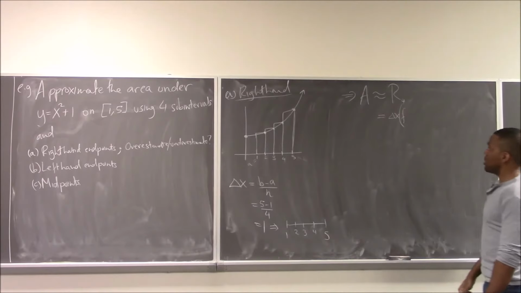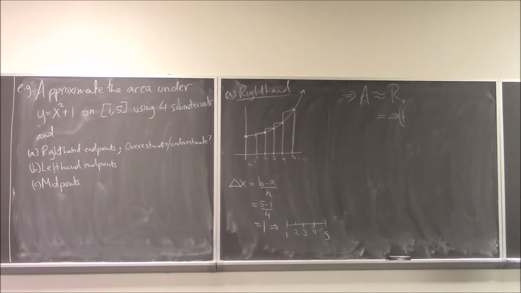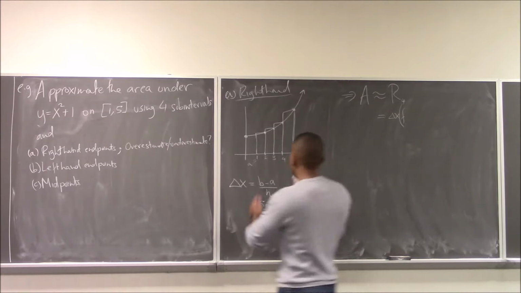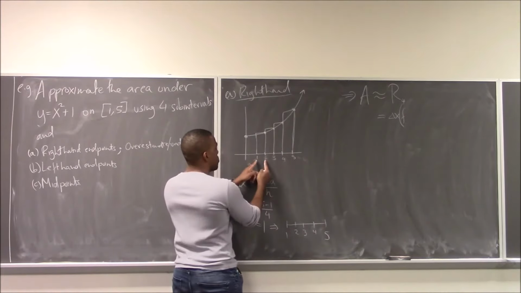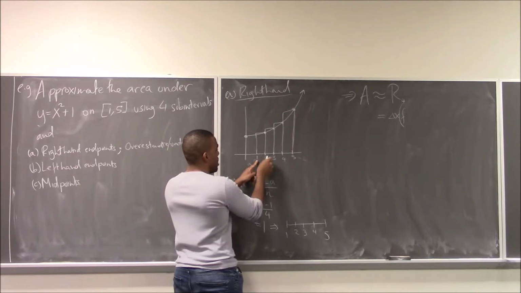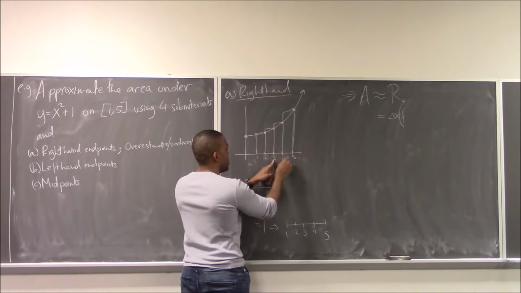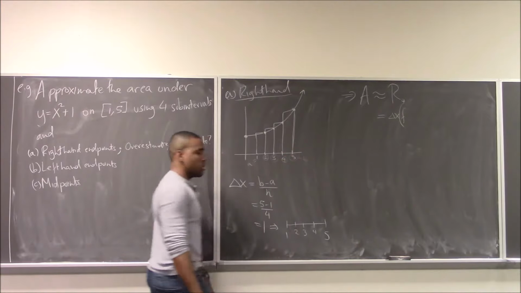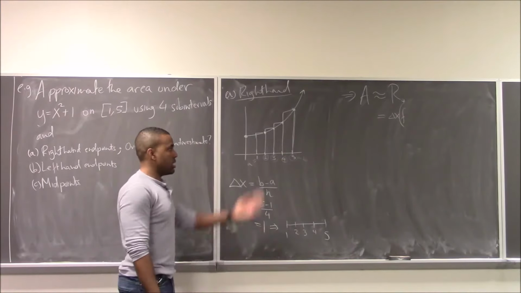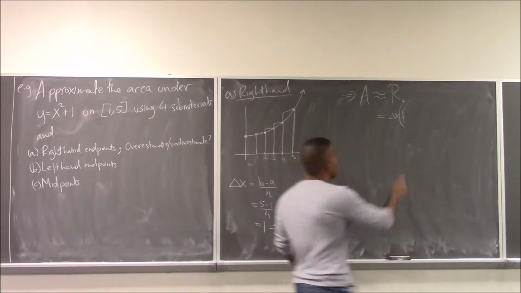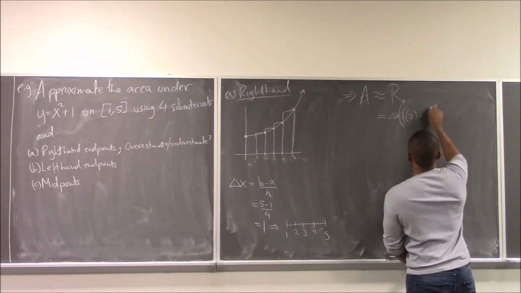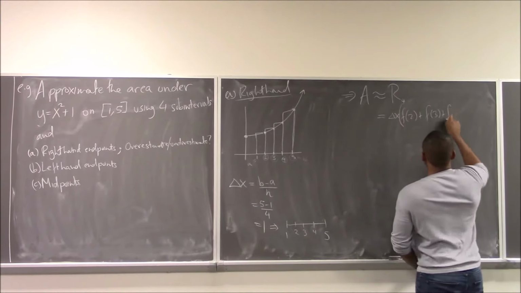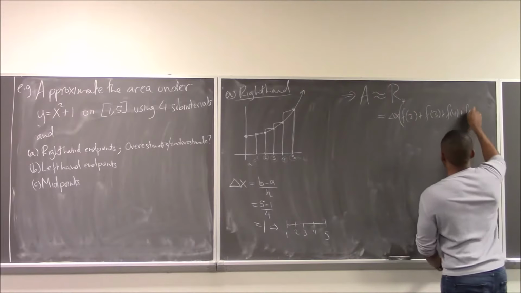what are the f values I'm going to care about? We want to measure the height of these rectangles using the right side. So on each interval, I'm going to take the right number, and that's the height. The right number, that's the height. The right number, that's the height. So I take all the numbers that are on the right of any of the intervals. Ends up being 2, 3, 4, and 5. So f of 2, f of 3, f of 4, f of 5.